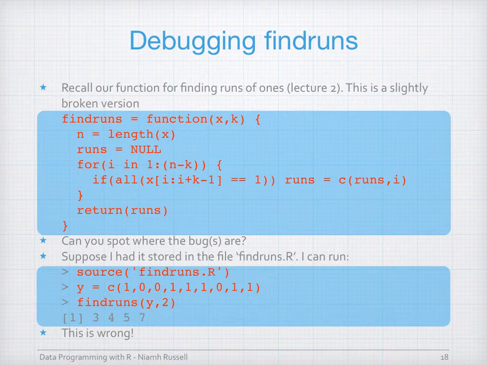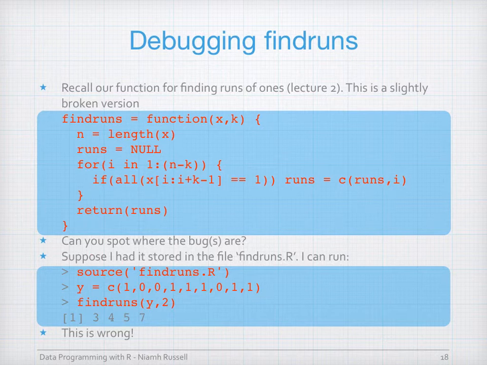So let's imagine that we had this function written in a source file called findruns.R. The source function here will just run that code. That will mean that the find runs function is written in memory and is available for R to use. And then let's say we had a vector y: 1, 0, 0, 1, 1, 1, 0, and then 1, 1. And we want to run find runs y 2. That will find instances of 2 ones in our vector y.